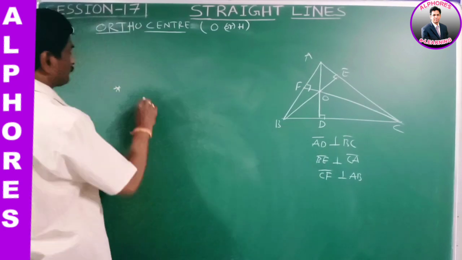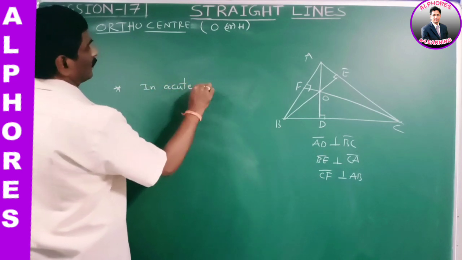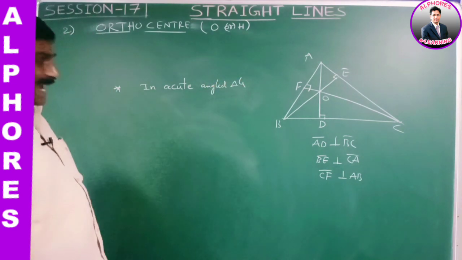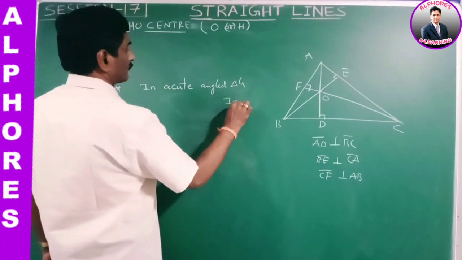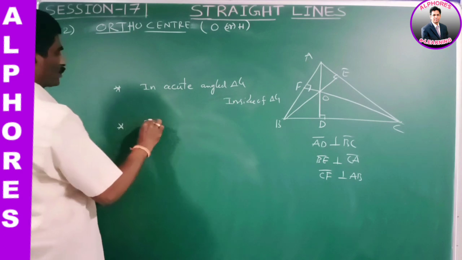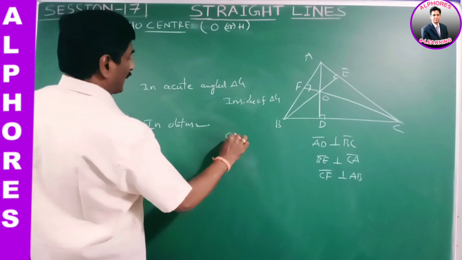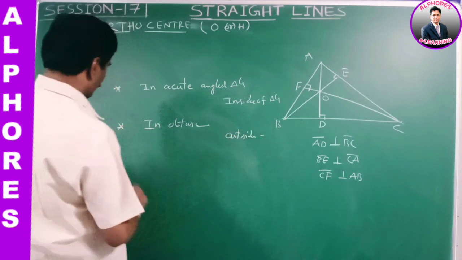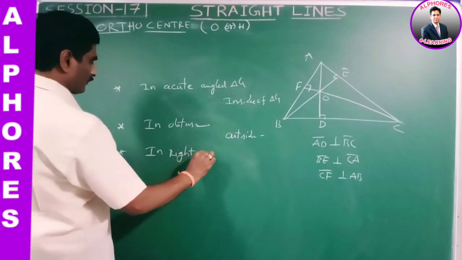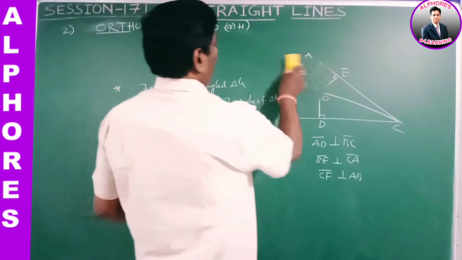In an acute angled triangle, the orthocenter O lies inside of the triangle. In an obtuse angled triangle, the orthocenter lies outside of the triangle. In a right angled triangle, the orthocenter is the right angled vertex.